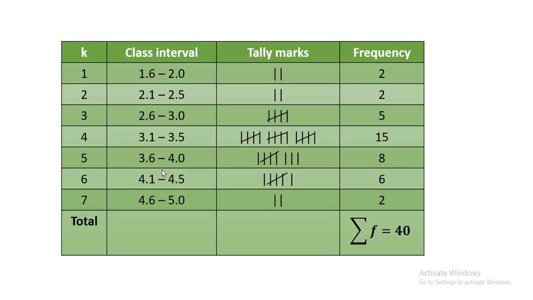For 3.6 to 4.0 the frequency is 8. 4.1 to 4.5 the frequency is 6. 4.6 to 5.0 the frequency is 2. If I add all these frequencies, the total sum, summation f, equals 40. Why? Because the total number of observations I had was 40.